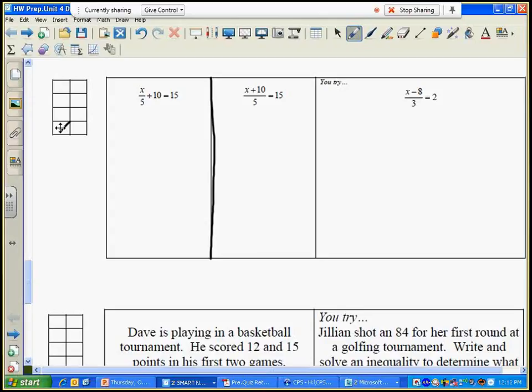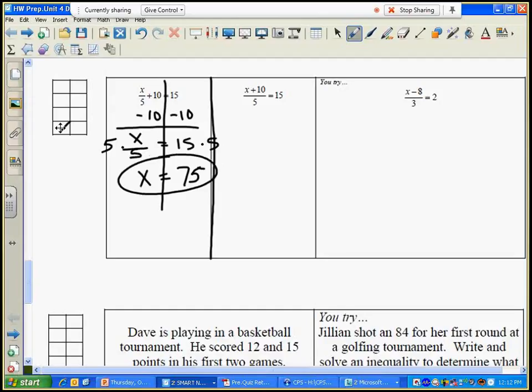The first problem over here on the left, if we began to solve that, we would have no problem with this. We would subtract away the 10, then eventually we would multiply the 5 away, and we would get x is equal to 75. Now notice we added or subtracted away first, then we multiplied or divided away second. Now the reason why we did that is because the plus 10 was what was done to the x last, and the divided by 5 is what was done to the x first. So we took them away in opposite order.